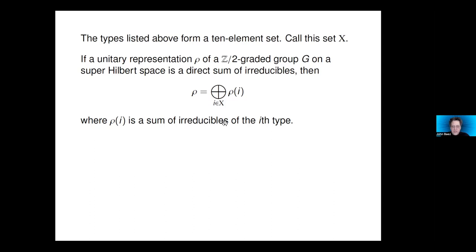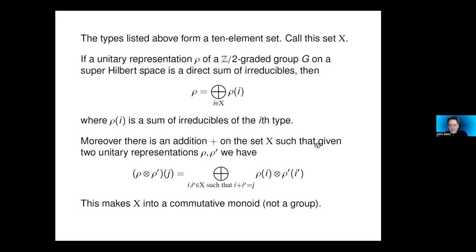So if you let rho of I be the sum of all the irreducibles of the I-th type, then rho will be the sum of these different pieces, rho sub I. And then the cool part is that there's a way to add elements of this 10 element set that makes a formula true, similar to the formula I showed you for the threefold way. For the threefold way, that set, which I called 3, was conveniently thought of as just the numbers negative 1, 0, and 1. And then the operation was nice to call it multiplication, because it just happened to work out just fine. Here, it's probably a little more convenient to call this operation addition. That's just sort of a terminology thing.